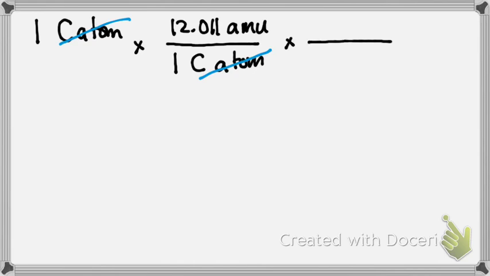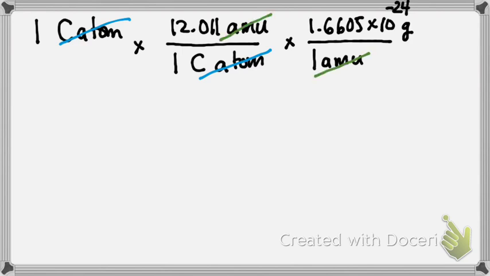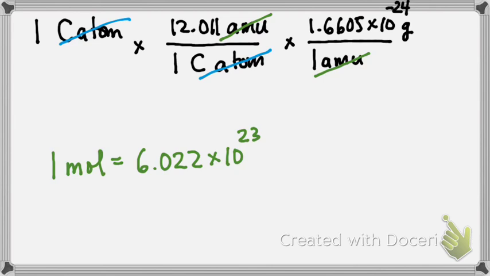Now I have a new conversion factor. I know that 1 AMU is equal to 1.6605 times 10 to the minus 24 grams. And now, atomic mass units cancel. Now there exists a second conversion factor, and we call this conversion factor the mole. So 1 mole is equal to the mathematical reciprocal of 1.6605 times 10 to the minus 24. That's 6.022 times 10 to the 23rd. This is a new conversion factor that you need to know.